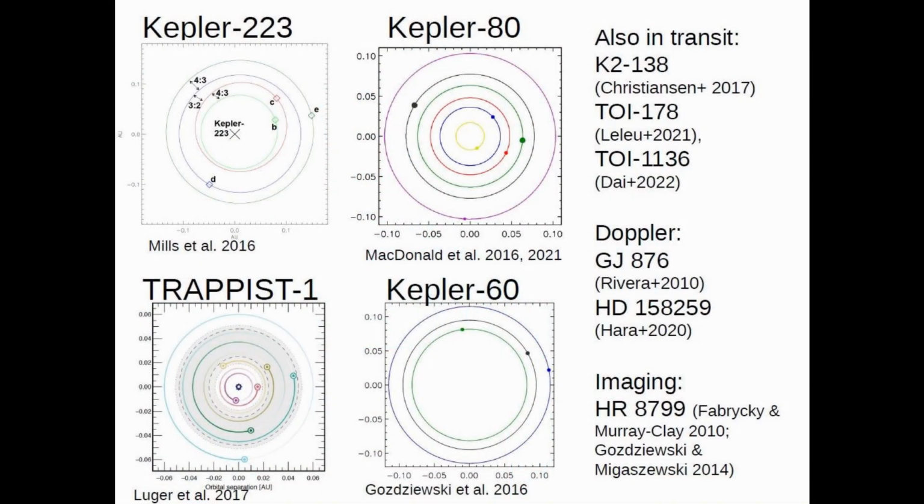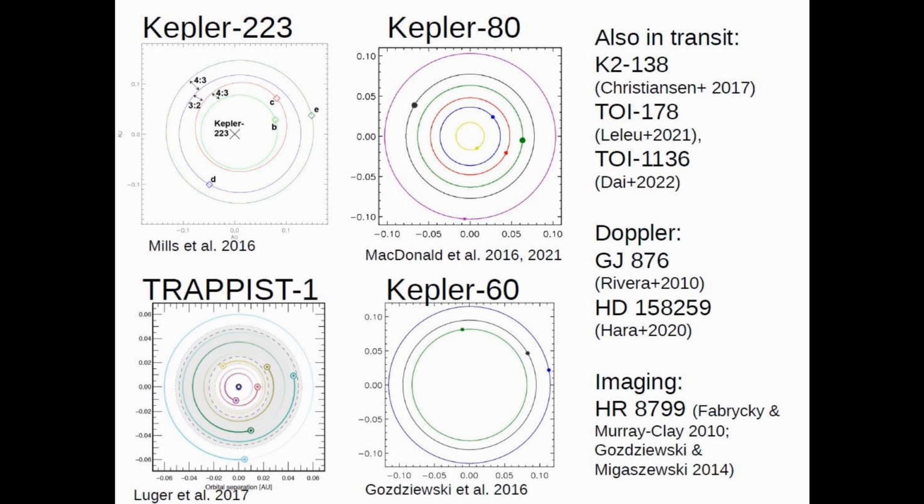So here's the images looking down on these systems. And I promised in the abstract there's about 10 of these systems, so I'll just list the other ones. K2 and TESS have found these 3, so also in transit. And they all have 4 or more planets in these resonances.